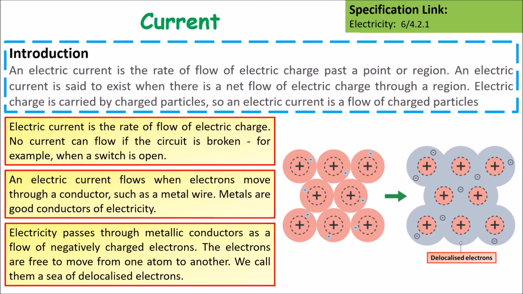So no current can flow if the circuit is broken, for instance. An electric current flows when electrons move through a conductor, such as a metal wire. And electricity passes through metallic conductors as a flow of negatively charged electrons. So the electrons are free to move from one atom to the other. We call them a sea of delocalized electrons in a metal.